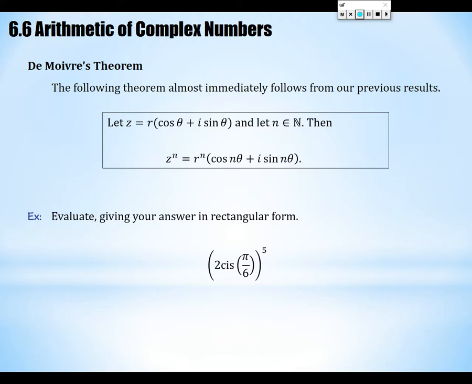Okay. So yeah, if you had just done this on the previous slide, you would have done it correctly too. We just need 2 to the 5th, and then you're gonna have 5 times pi over 6, 5 of those. And then obey the instruction. Write the answer you get here in rectangular form.